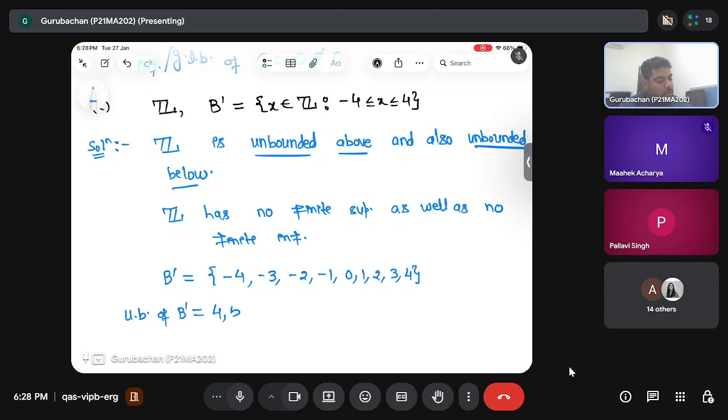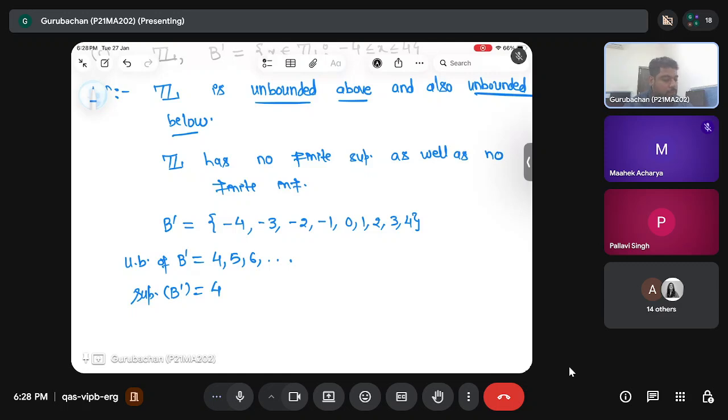4, 5, 6 and so on. Again, what will be the supremum of this B dash? 4. Whether it belongs to the set? Yes, sir.